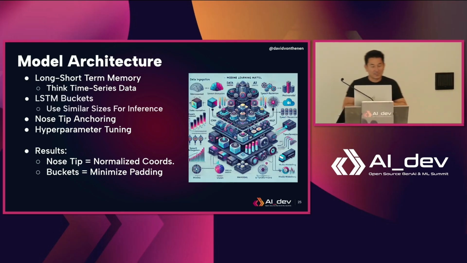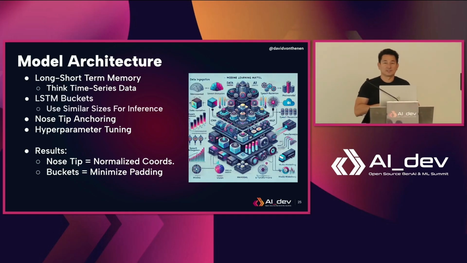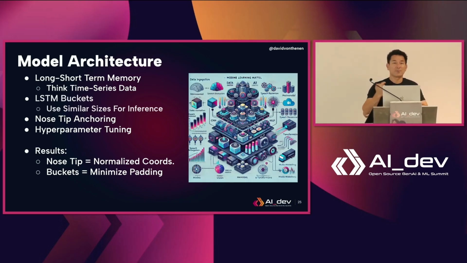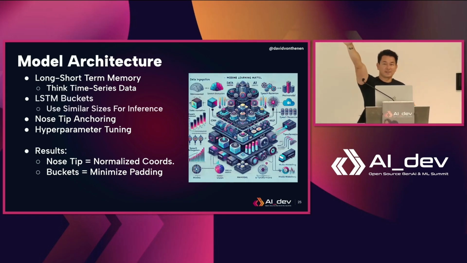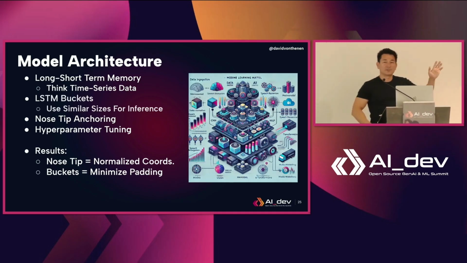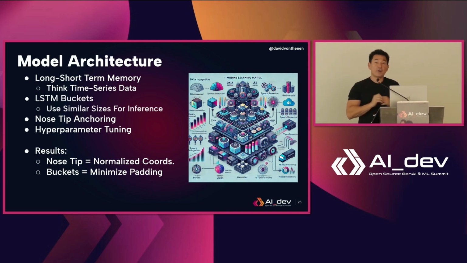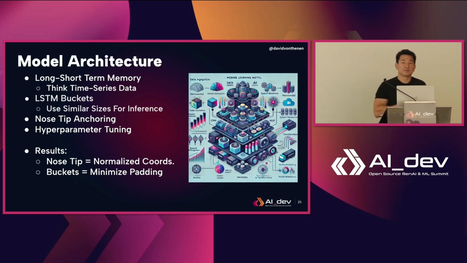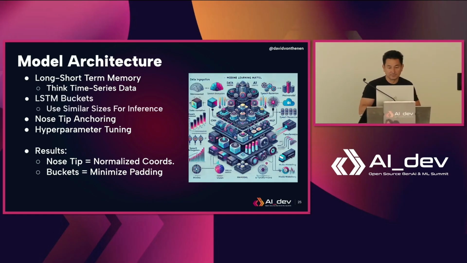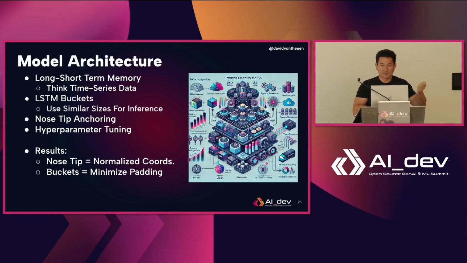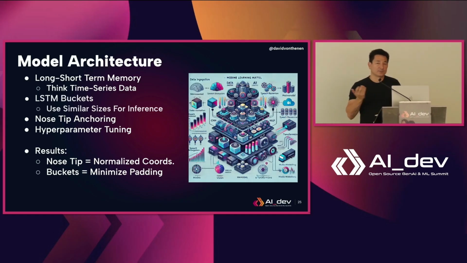So I kind of came up with this and I was like, oh, this actually kind of works. I used the nose as 0, 0, right? So all of the other measurements are relative to the nose. That way, if the character's face happens to be in the upper right or in the lower left, it does not matter because we're using it relative to the nose. And so now I can actually make a pretty decent comparison when I train the machine learning model. So normalized coordinates is what basically that nose tip anchor means. The buckets minimize the padding so I can compare like-to-like things.